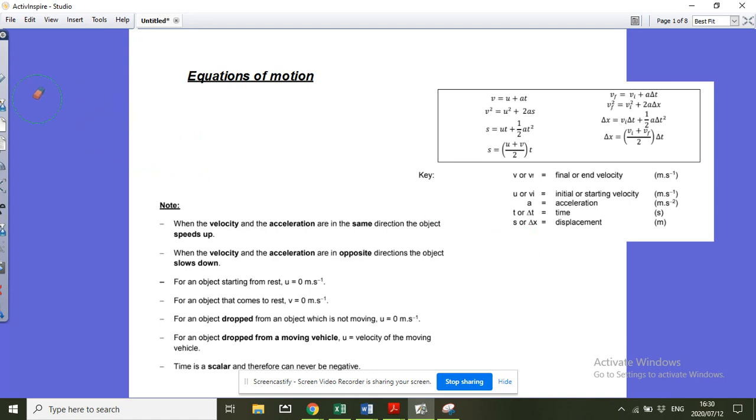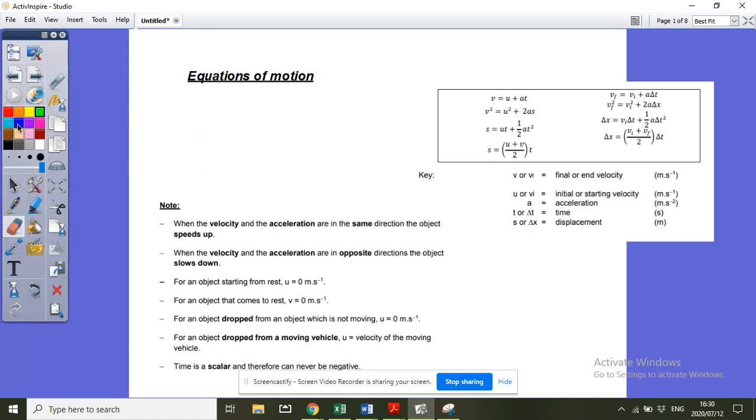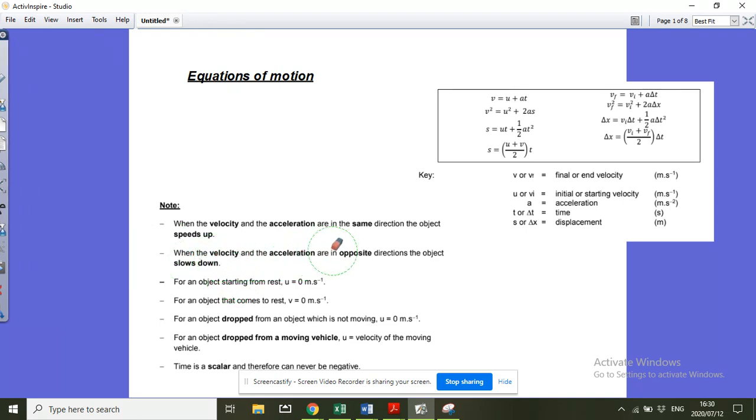Now, there are certain words that you have to look out for when you're reading these questions, and they are in your notes on page 221. So if you look at these different things, they say when the velocity and the acceleration are in the same direction, the object speeds up. That should make sense to you, because if I'm walking east and a force pushes me in the easterly direction, remember a net force causes acceleration, it means I'm going to speed up.